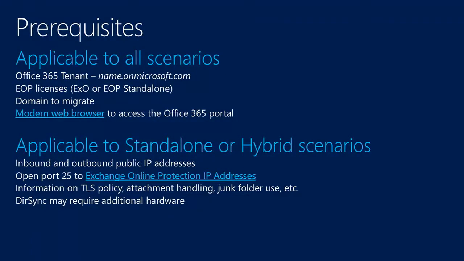Licenses, we obviously need either the XO or the EOP standalone. XO is short for what I call Exchange Online. Domain to migrate. If you really, really can, please use a test domain. I've seen a lot of customers that will just move full blast into production. And while I do like running on fire, and I do have a tendency of making changes in production, I highly recommend you don't if you can help it, and use a test domain to test.